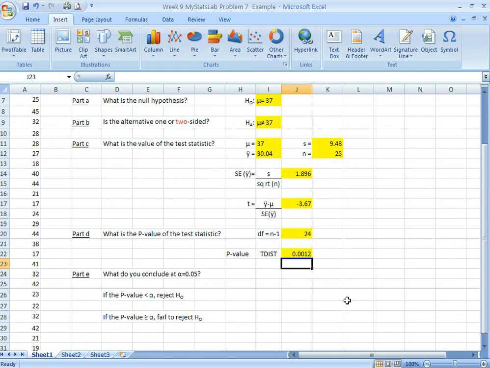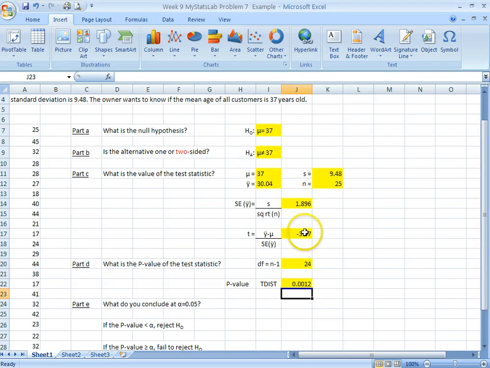So there you have it. That is our Week 9 MyStatsLab Problem 7 example. The good thing here, we did a lot of math, but you can play this backwards and forwards as many times as you like. You can listen to me. I know I'm a lot of fun to listen to. But you can go back and forth. The formulas are here. Take a look at it, rewind it, take a look at it again. But this problem worked out very nicely, so there you have it.